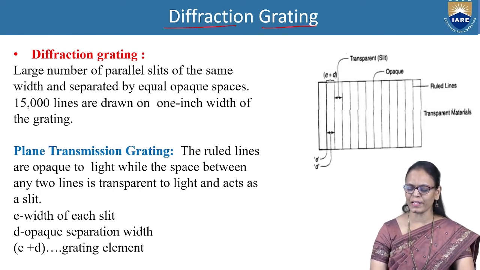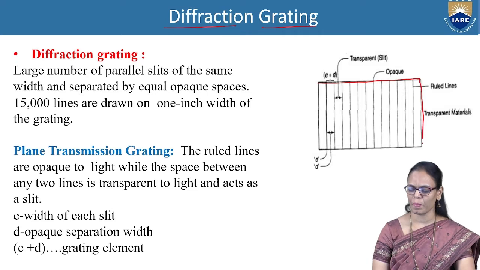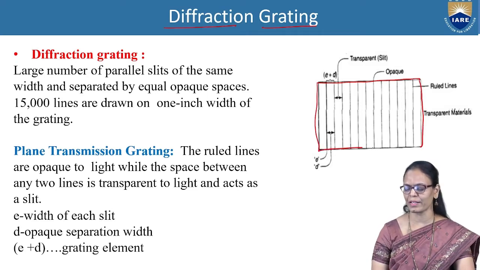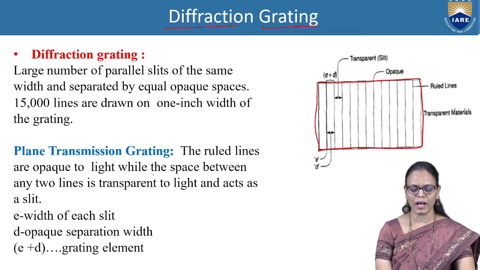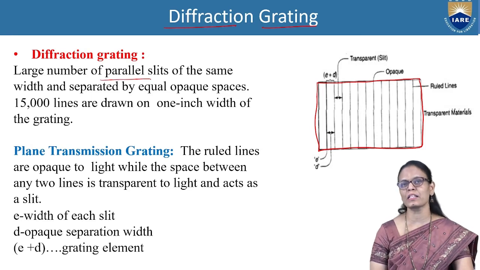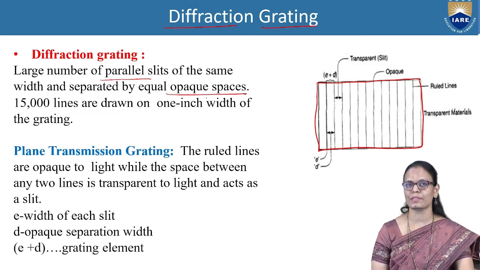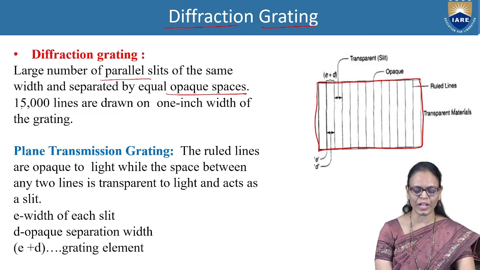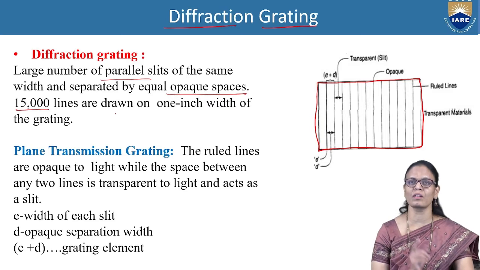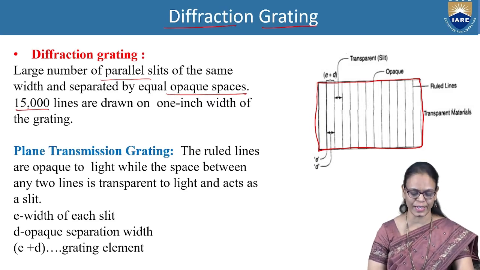You take a plain glass plate, a transparent plain glass plate, and a large number of parallel slits of the same width, separated by opaque spaces. That means 15,000 lines are drawn on 1 inch width of the grating.